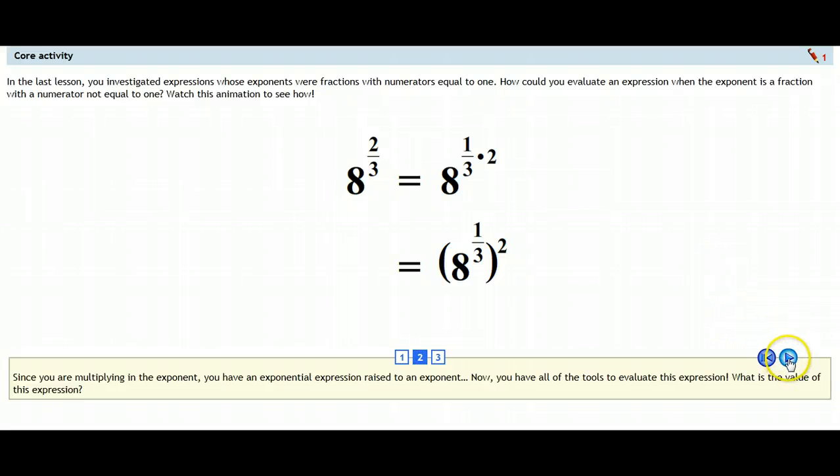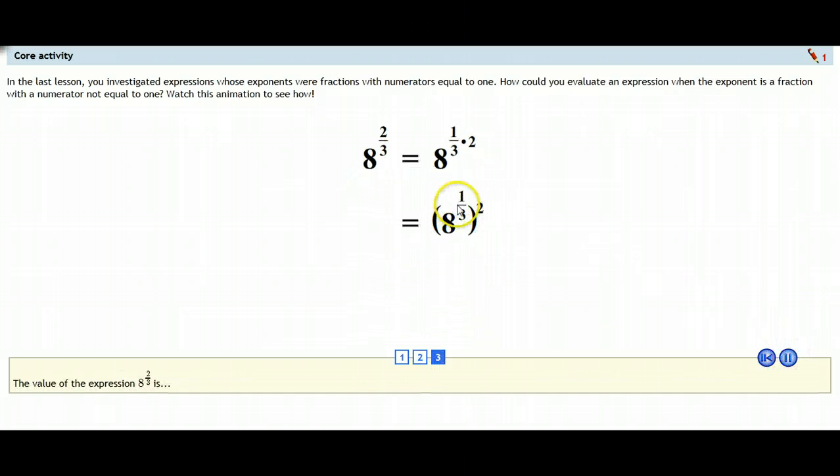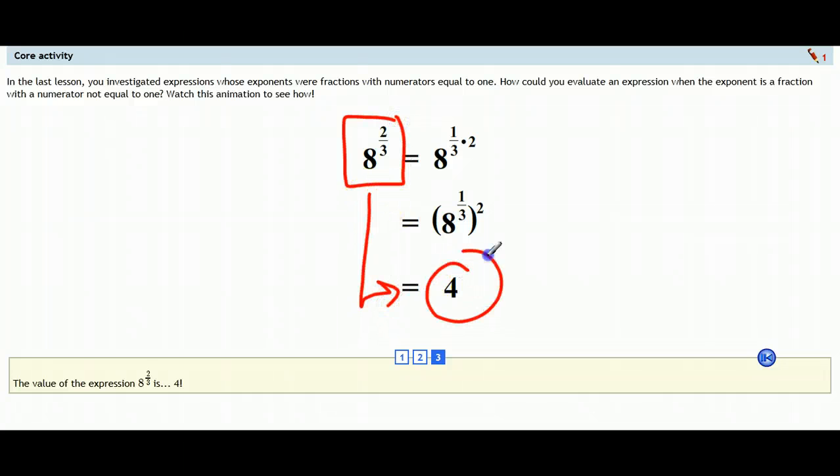Now, 8 to the 1/3, we can do a little work with this too, because 8 to the 1/3 is really going to give us the cubed root of 8. And the cubed root of 8 means what times itself 3 times will give you 8. We could evaluate that. That number is going to be 2. And 2 squared really equals 4. So that's how we can take 8 to the 2/3, evaluate it, and find out that the answer is 4.